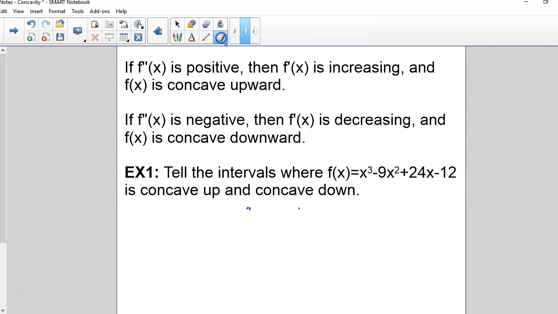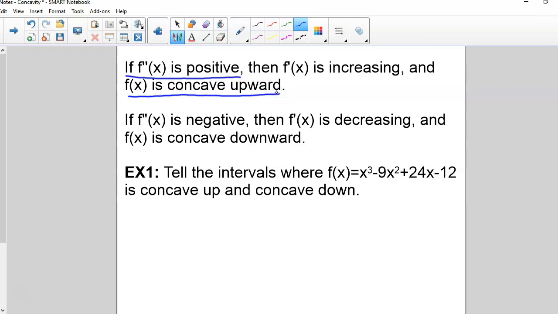So, this is the main thing you just need to know. If second derivative is positive, f is concave up. If second derivative is negative, f is concave down. Those are your main things you've got to know. So when you get a question like example 1 that's asking you for concavity, you're going to look at the second derivative.